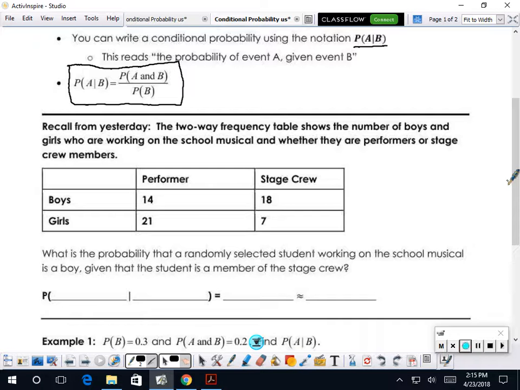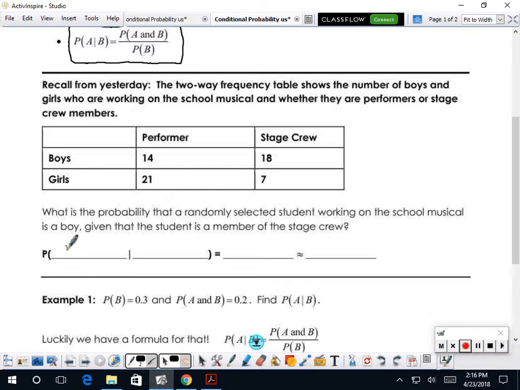The two-way frequency table shows the number of boys and girls who are working on the school musical and whether they are performers or stage crew members. Alright, so what is the probability that a randomly selected student working on the school musical is a boy, given that that student is a member of stage crew? Alright, so we have the probability of boy, given they are a member of stage crew.